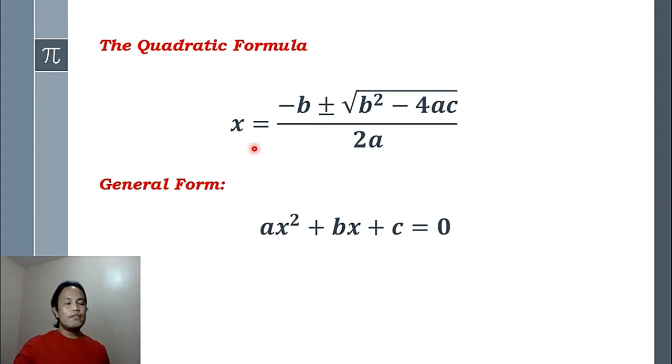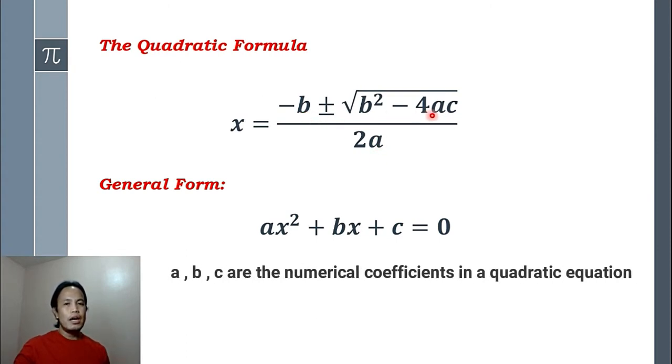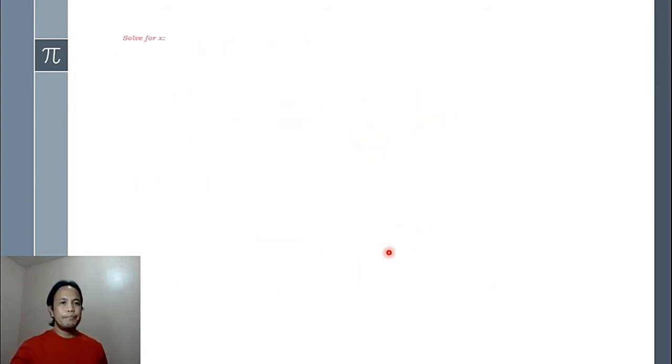So our quadratic formula is x equals negative b plus and minus the square root of b squared minus 4ac over 2a. So we have to take note of the variables here. Actually, these are not variables. These are numerical coefficients in a quadratic formula. Let's proceed to our example.